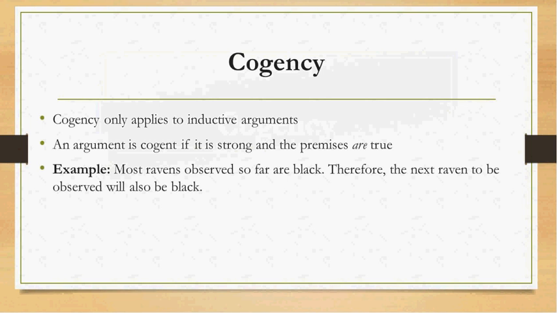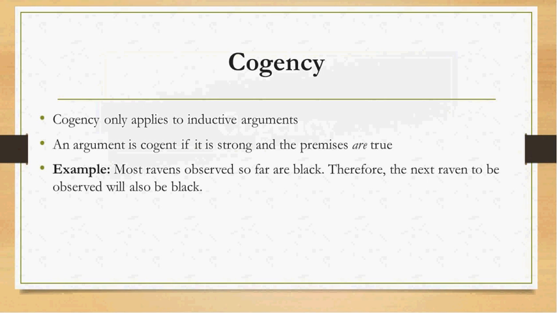Here we have two conditions for cogency, and both conditions have to be met if the argument is to be cogent. Here's an example. Most ravens observed so far are black, therefore the next raven to be observed will also be black. Okay, this is a cogent argument. The premise here is true, that most ravens observed so far are black. By the way, not all ravens observed have been black. There have been some which have been albinos, but that's a very small percentage. So it is true that most ravens observed so far are black.